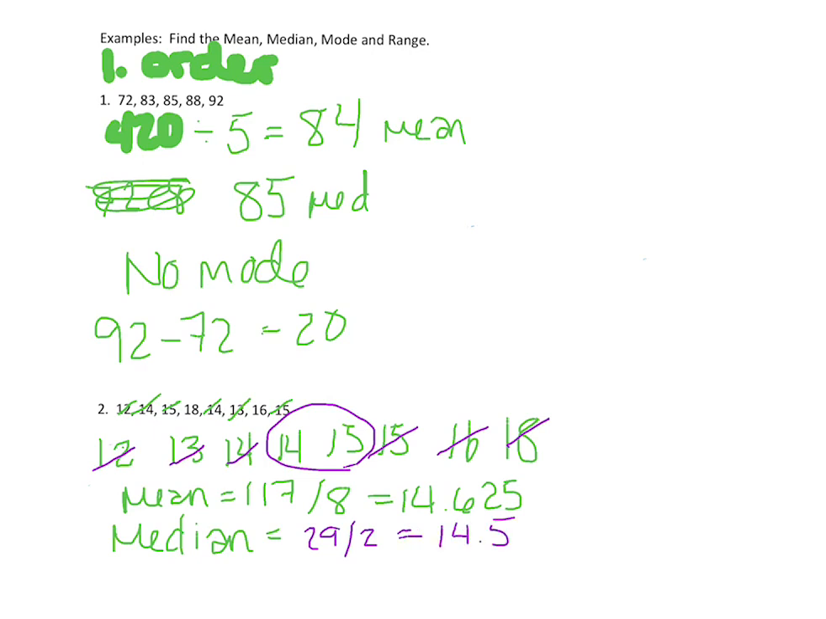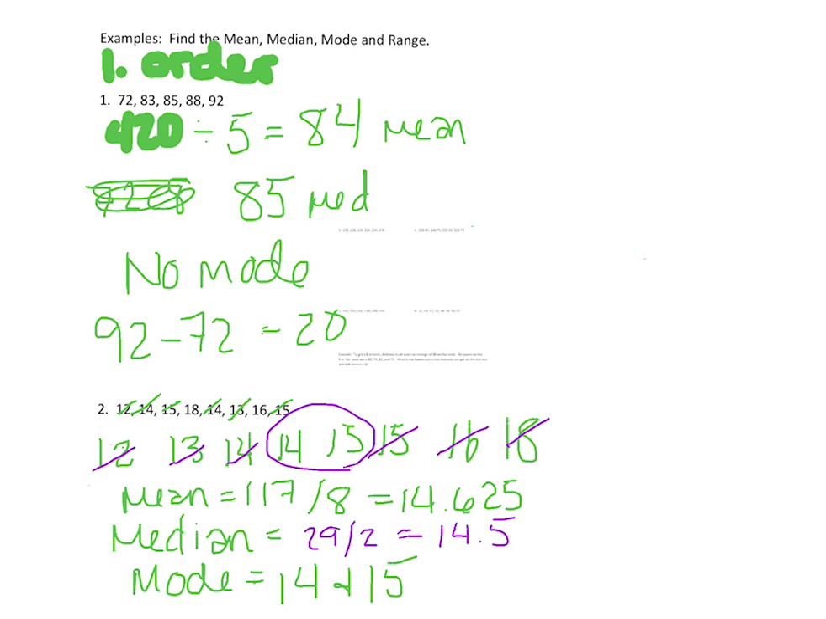That's my median. I have 2 modes, 14 and 15, because they both occur twice. Okay, hopefully that makes sense to you guys.